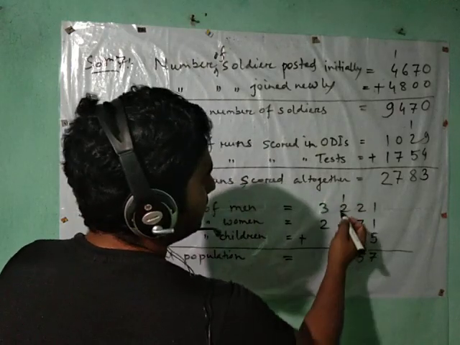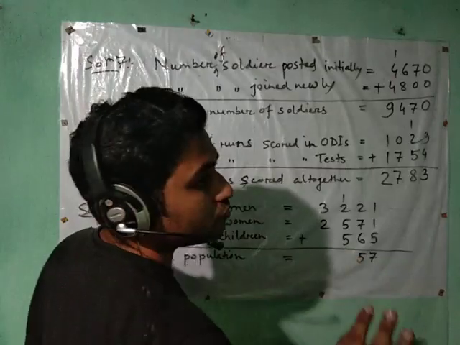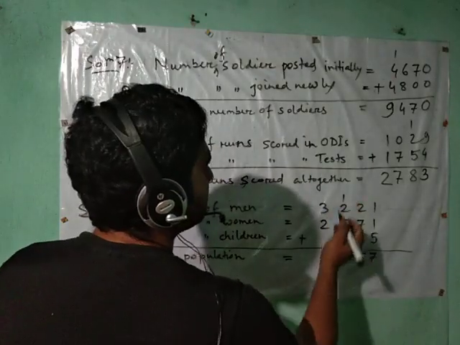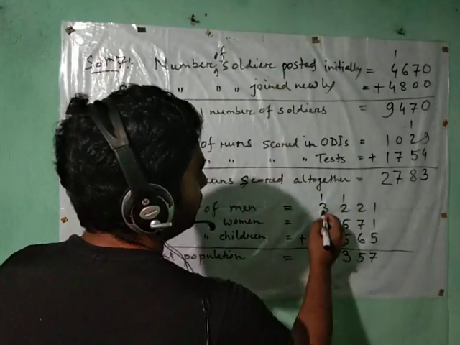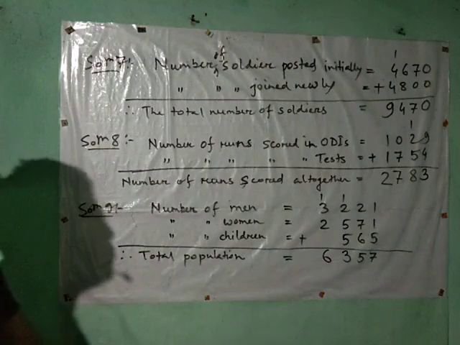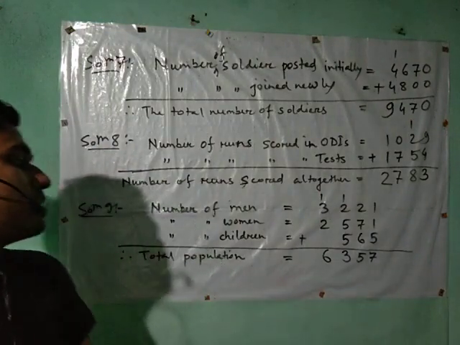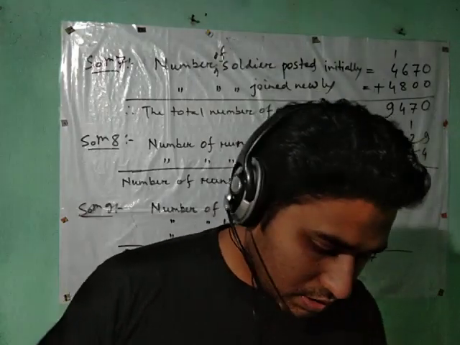1 will be here. Now 2 plus 5, 7. 7 plus 5, it will be what? 12. 12 plus 1, 13. 1 will be carried again. 3 plus 2, 5. Plus 1, 6. So this will be your total population of block A. Yes? Now question number 10.